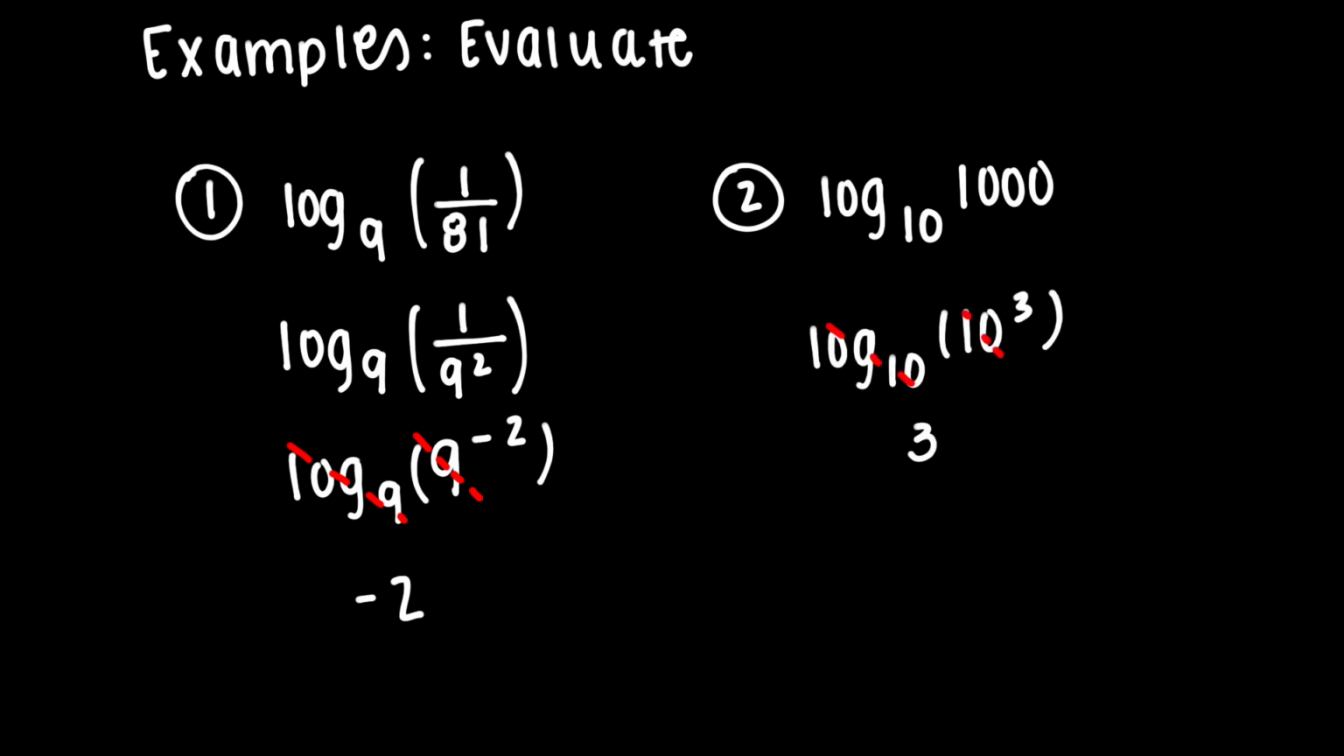So hopefully you rewrote 1,000 as 10 to the 3rd. The log and the exponential base are the same, so they cancel out, and you get 3 as your answer.